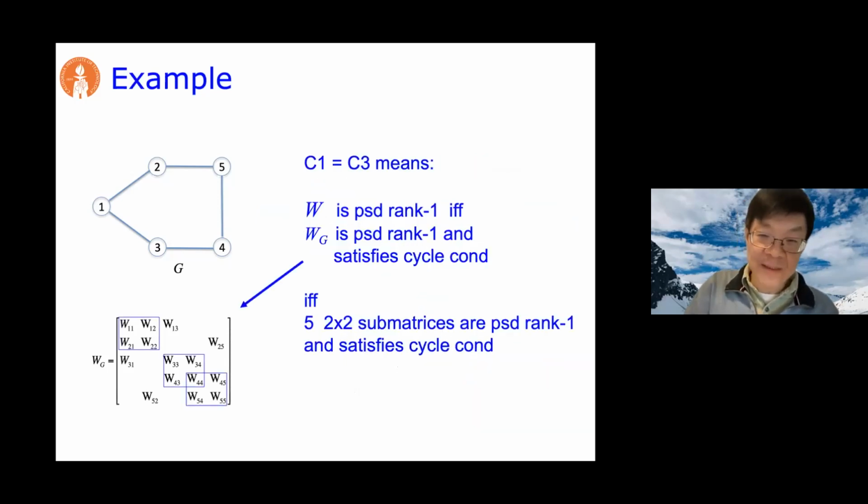Yeah. C1 equals C3 means that the full matrix W is PSD rank 1 if and only if this much sparser submatrix, W_G, is PSD rank 1, and it satisfies the cycle condition. Okay, so the cycle condition is also non-convex, unfortunately. And PSD rank 1 for the partial matrix simply means these five 2x2 submatrices are PSD rank 1. This condition is very easy to check, very easy to compute. These are 2x2s. The cycle condition is difficult. Now for a tree network, the cycle condition is automatically satisfied. It's vacuous. And therefore we end up with a second order cone program. So that's where the simplicity comes from for radial networks. So this is much smaller.